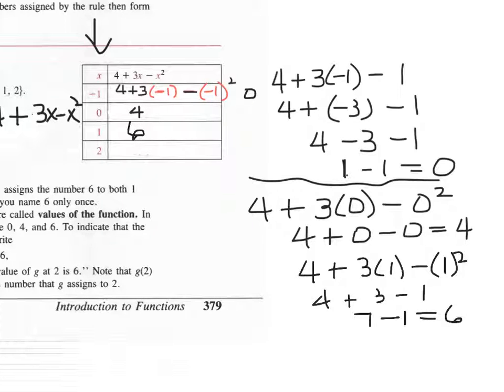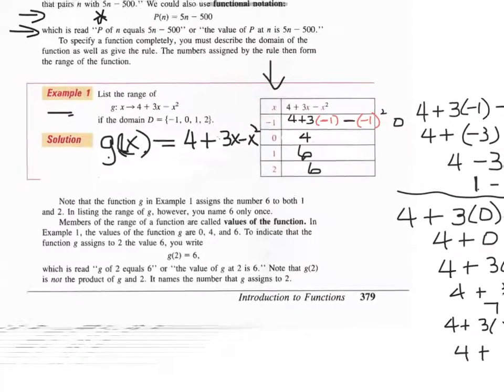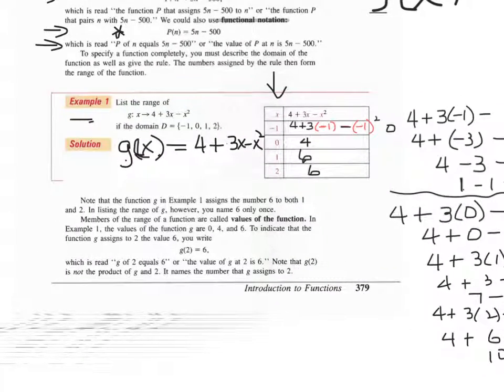And then you're going to do it one more time. 4 plus 3 times 2 minus 2 squared. 4 plus 6 minus 4, and I get 10 minus 4, and again I get 6. So this would be the range values of what we just calculated. So the values of the function are also called the range values.